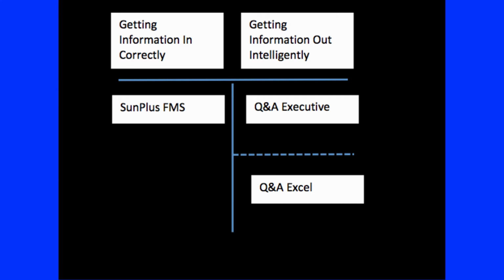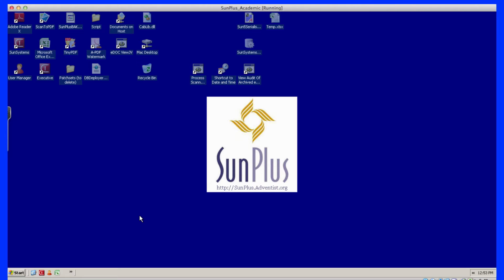Just as a quick reminder, Sun Systems FMS is all about getting the information into the accounting system, and Q&A is all about getting information out. Q&A comes in 2 flavors, Q&A Executive and Q&A Excel. Each has its special role, and if you can run one, you pretty much know how to run the other. So let's get started and learn how to run this software.